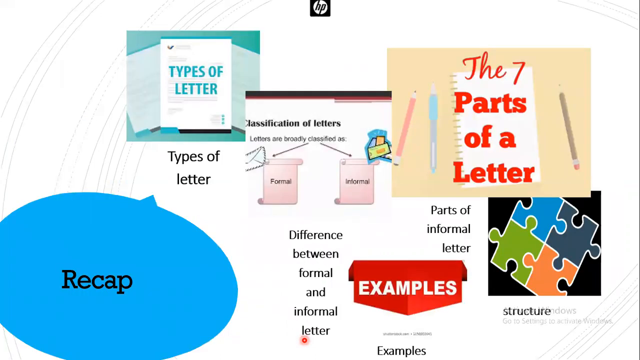Let's come to the recap. We have read about the types of letters, that there are 2 types of letters, informal and formal. And then we have read about the difference between the formal and informal letter. A formal letter is more of an official letter, while an informal letter is one that we write to our relatives, blood relations. Then we have read about the parts of the informal letter, that it consists of the address and salutation, greetings. Then comes the body of the letter, then comes the subscription, and then at the end, signature. And then we have read about the structure. I've given you examples of a few of the letters.